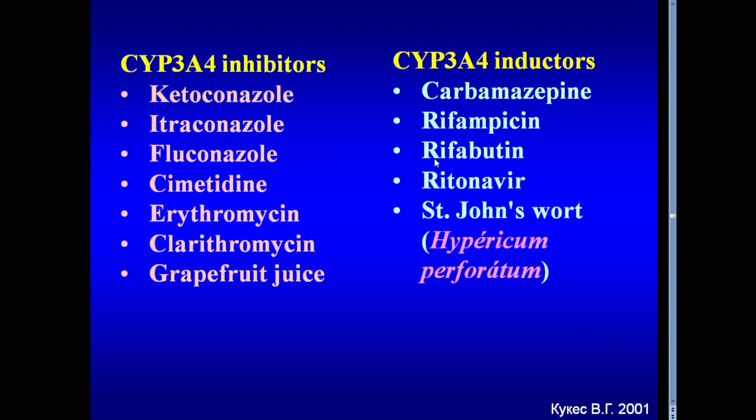On the contrary, inductors include carbamazepine, antiepileptic, the antibiotics rifampicin, rifabutin, antiviral ritonavir, St. John's wort, I told you. If these agents activate enzymes, they promote fast metabolism of other drugs. That's why there is a fast decrease of concentration and decrease of effects.